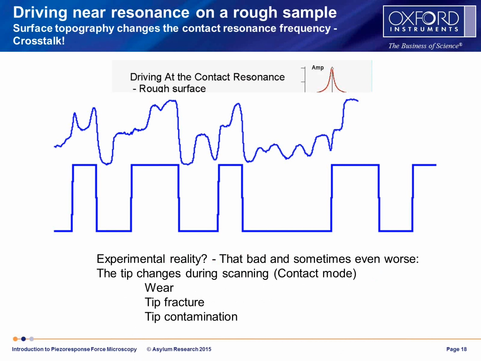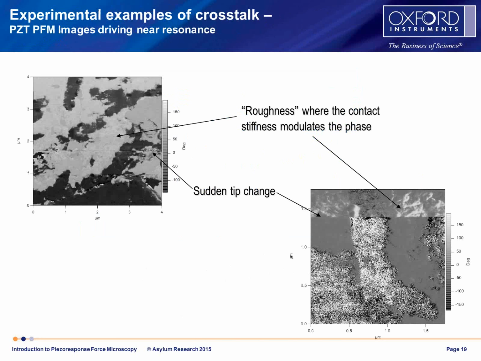In fact, one thing that can make it worse is that the tip can actually change during scanning. So contamination, wear, fracture, and so on can change the contact resonance and cause even larger problems. This is an example of that. This was a PZT sample again, and these are just a couple of pictures I took. I've been carrying these around for years, so I don't remember too much about taking them, but you can see roughness in the sample up here. You see roughness in that signal. There still seems to be some clear differentiation of things, but there's a little streak here where something happened.